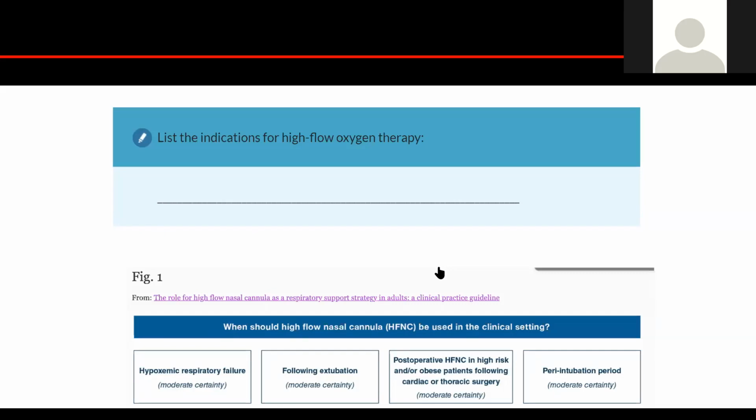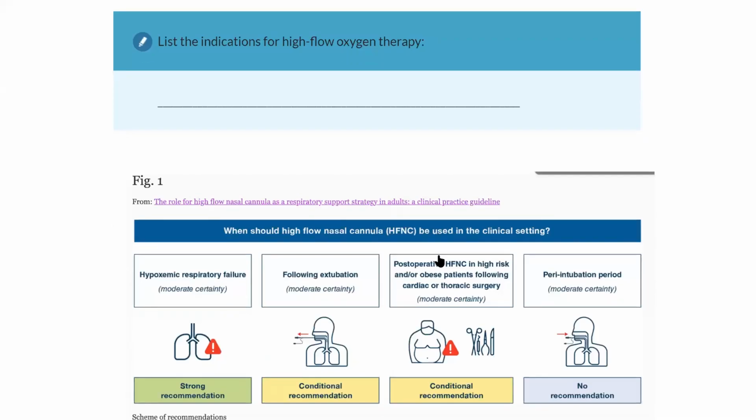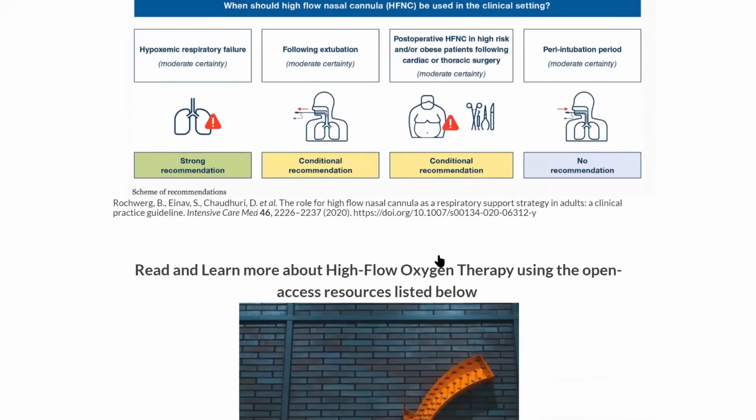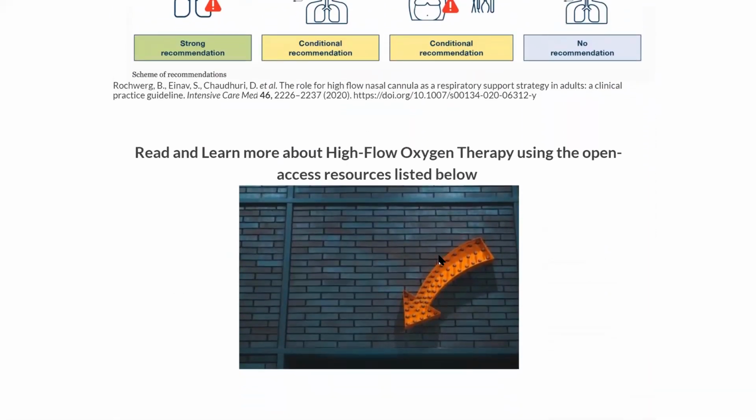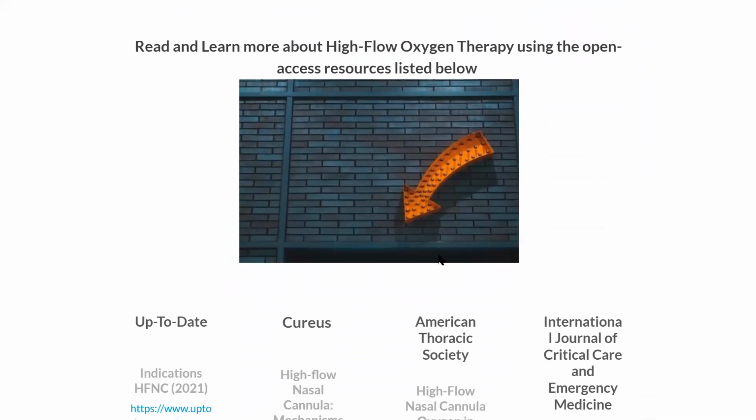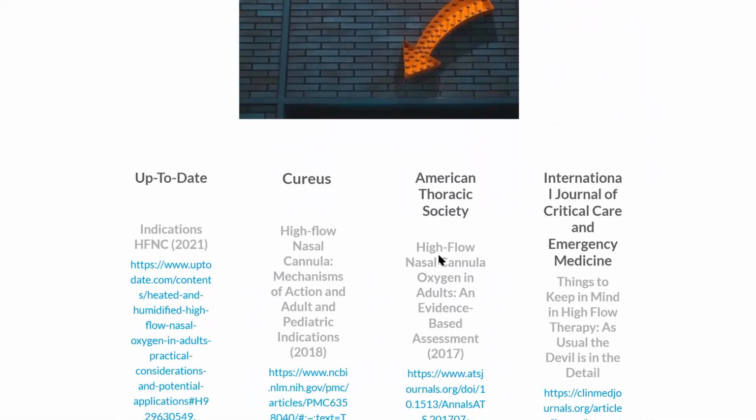So in the meantime, we can go down to the next slide. Yeah, we can go down to the next slide, please. Thank you. Keep going.